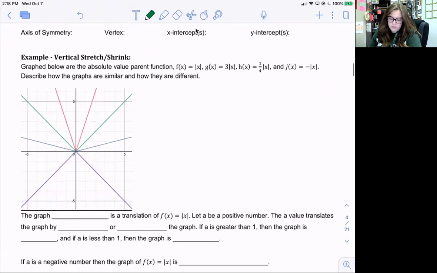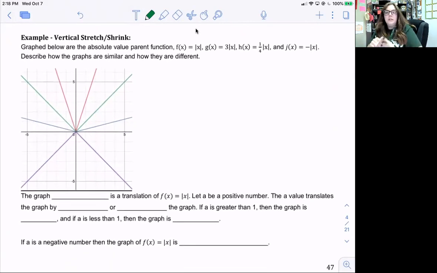All right, vertical stretch or shrink. So we have a couple of different things here. Okay, so now we have 4 different graphs. So we have our parent function, f of x equals the absolute value of x. Remember, that's the one that goes through the origin. And it had a slope of 1. Okay, remember we went through the point 1, 1, 2, 2. So I'm going to label that. That happens to be our green one on this graph.